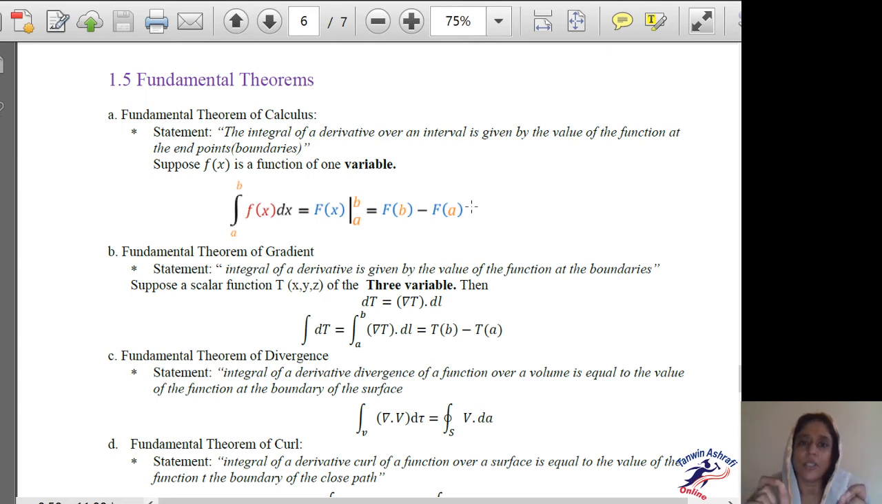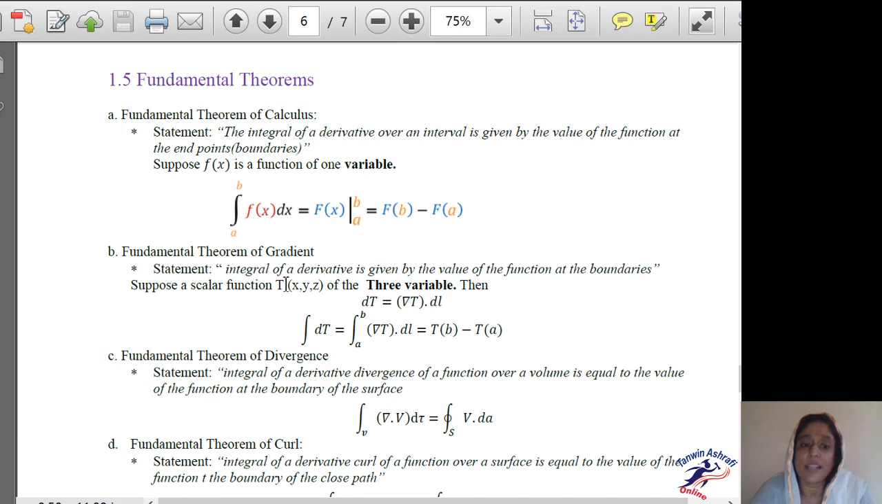Now, the same function when we see in a gradient. Now, this function we talk about is only for one variable. Now, if we take a three-dimensional variable, that is the fundamental theorem of gradient. The integral of a derivative is given by the value of the function at the boundaries.